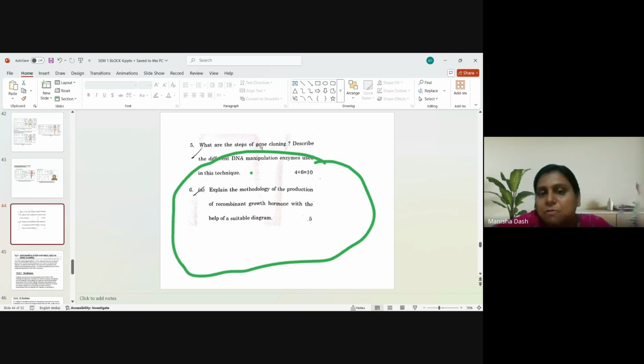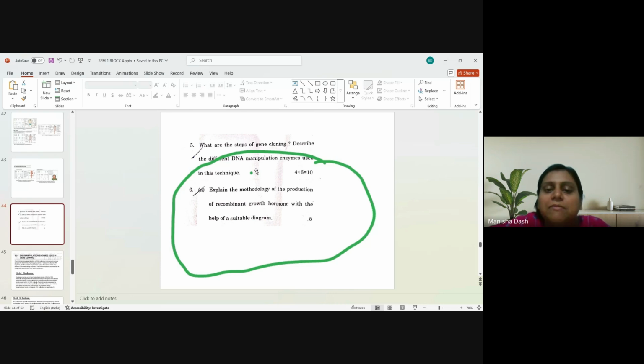There are 7 steps of gene cloning, like isolation of the target DNA, then restriction digestion of the target DNA, then isolation of the vector DNA, then restriction digestion of the vector, then ligation of the target DNA into the vector. Then transfection into the host cell, that is the bacteria or E. coli, then multiplication of the bacteria or E. coli. So these are the steps of gene cloning.